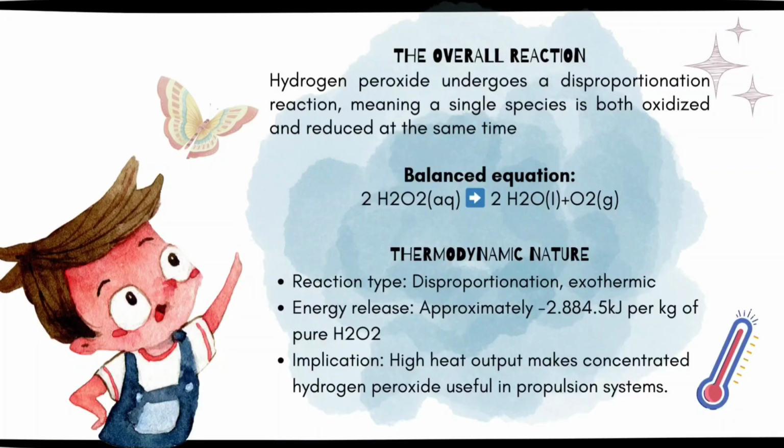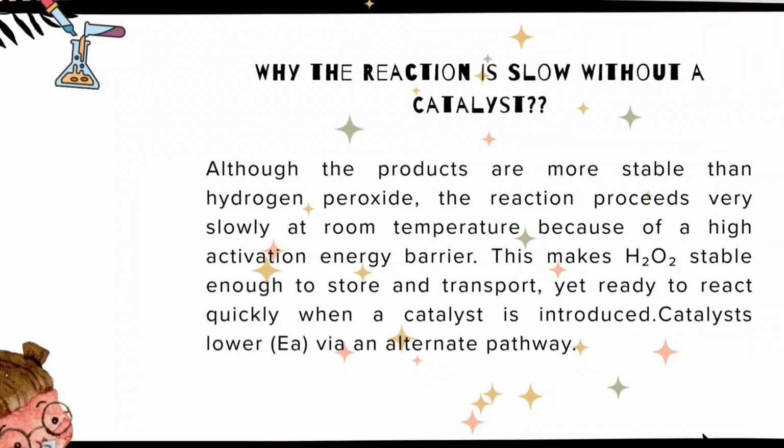disproportionation reaction, where the same substance undergoes oxidation and reduction at the same time. The overall balanced equation for the reaction is 2 mol of hydrogen peroxide equals 2 mol of H2O plus O2. The reaction releases a large amount of heat, making it an exothermic process. This high energy output explains why concentrated hydrogen peroxide is useful in certain propulsion applications.